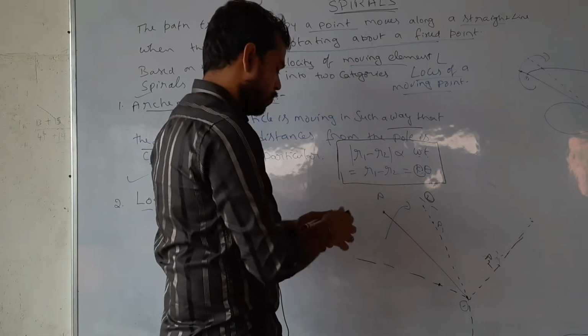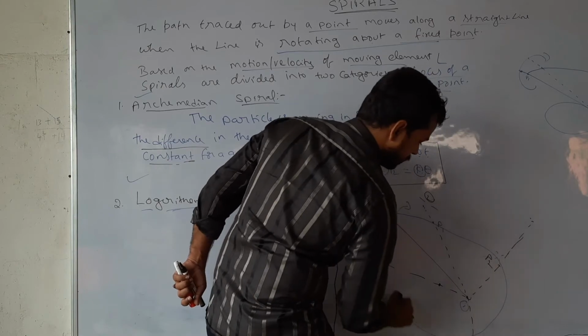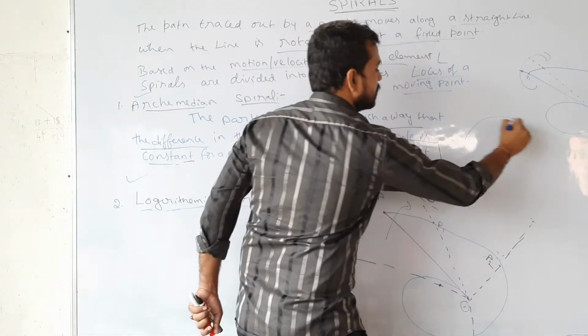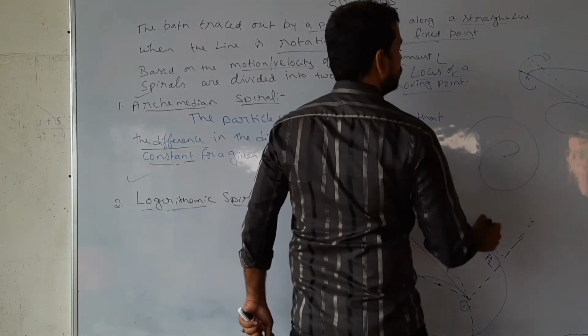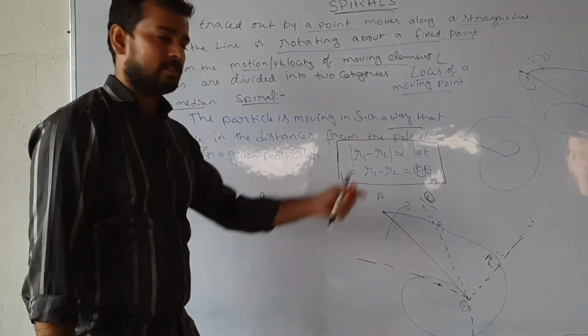Okay, so now what will happen? This will rotate like this. This is how a spiral will look like. Actually, this is the form. This will be the form. Okay, this is the spiral.